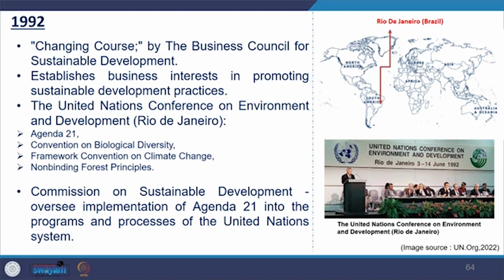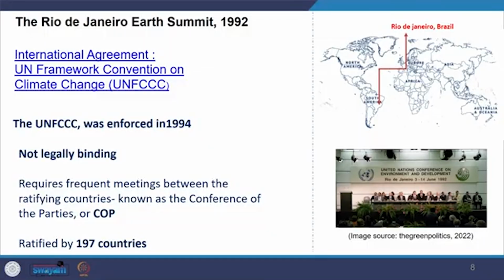Further, we see in the same year, which is particularly important for us, the United Nations Conference on Environment and Development held in Rio de Janeiro. Agreements were reached on Agenda 21 and the Convention on Biological Diversity. There was a Framework Convention on Climate Change and also non-binding forest principles. The outcome of the summit was the first international agreement on climate change, which became the foundation for future agreements.